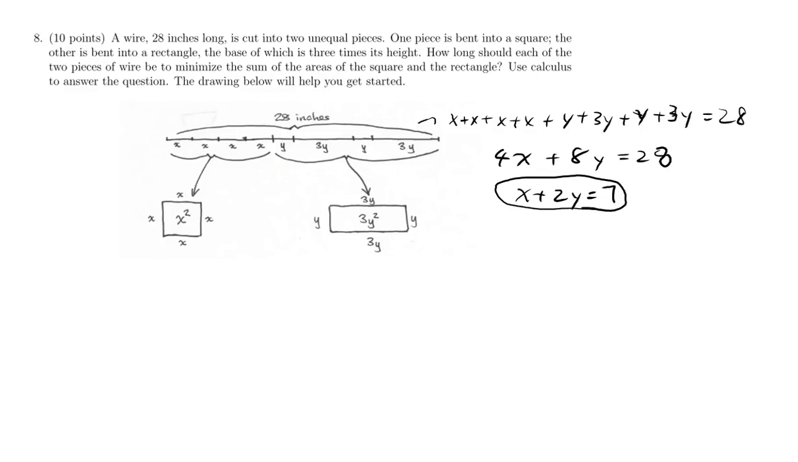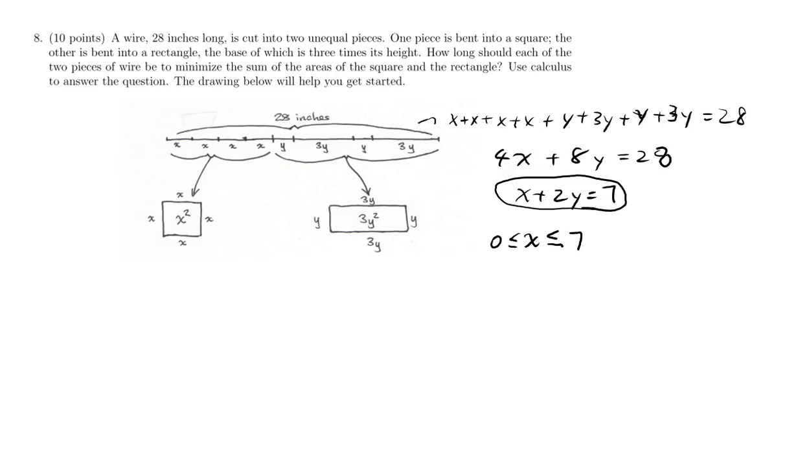Now, since x and y cannot be negative, the least value x can be is 0, and the max value that x could be is 7, because when x hits 7, then y is 0. If x goes beyond 7, then y becomes negative. So that's something that you would like to have.